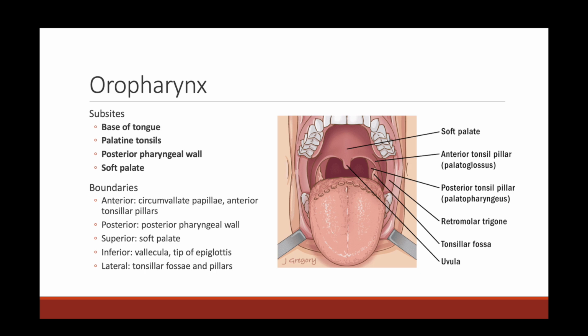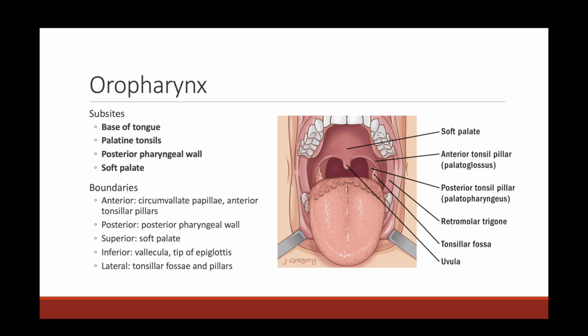And in terms of the boundaries of the oropharynx, the anatomic boundaries are a little bit different than just the subsites. So anteriorly, the boundary is the circumvallate papillae, which are located on the tongue, and they kind of separate the anterior tongue from the posterior tongue. So they separate your oral tongue from the base of the tongue. So the circumvallate papillae, and then the anterior tonsillar pillars, which are just anterior to our palatine tonsils. So remember, anteriorly, there's circumvallate papillae, and the anterior tonsillar pillars are the anterior boundaries of the oropharynx.